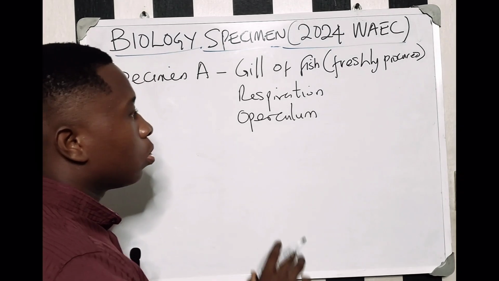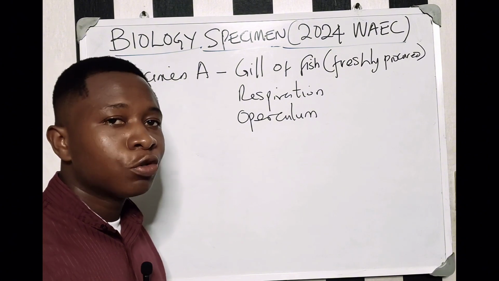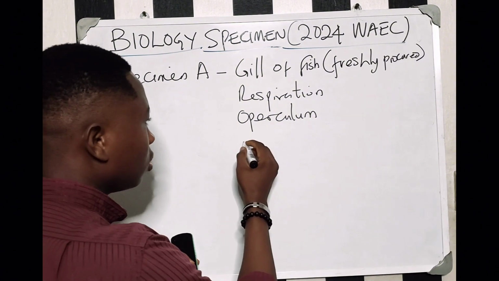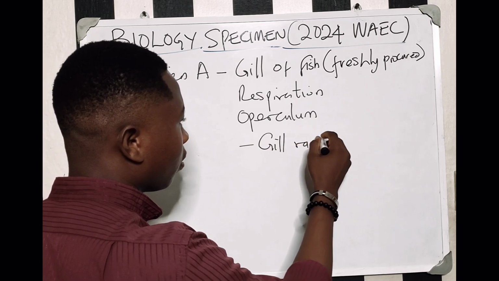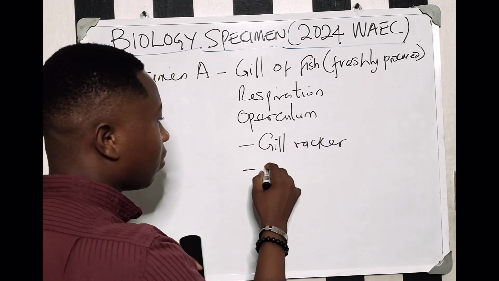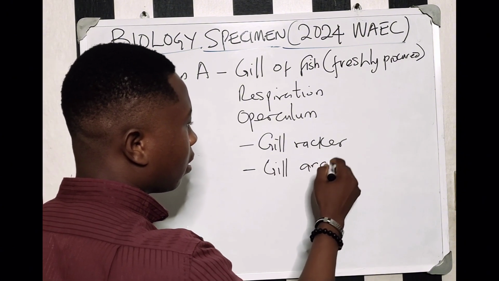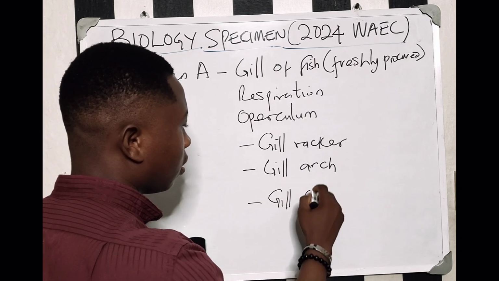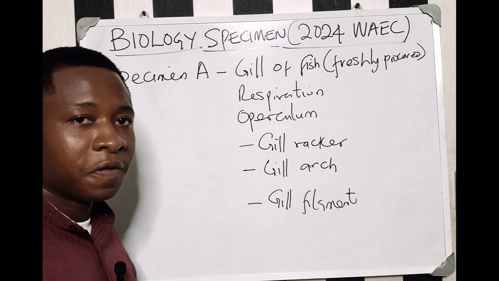All right, so the gill is also made up of three major parts. In case you are asked to draw, these parts must be labeled accordingly. Number one is the gill raker. Number two is the gill arch. Number three is the gill filament. These are the major parts of the gills.